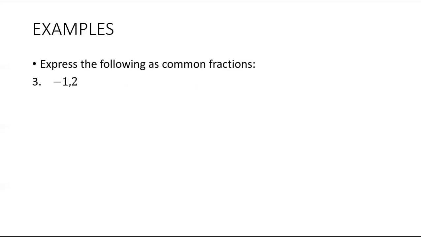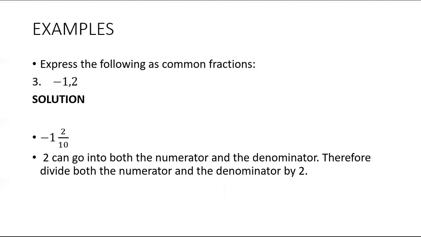Now, negative 1,2, how do we express it as a common fraction? We will take the 2 because there's only one decimal. We will simply divide it by 10. So the decimal 2, you just divide it by 10. You write 1 on the side as a whole, and that will give you 2 over 10. Now, please note that 2 goes into 10 5 times, so that can be written as negative 1 and 1 over 5.